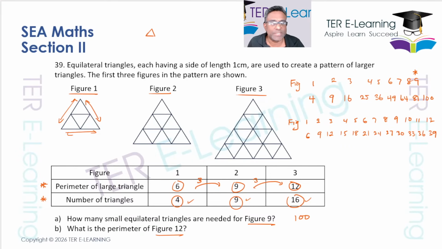I see people saying 36. Let me double check, make sure. 6, 9, 12, 15, 18, 21, 24, 27, 1, 2, 3, 4, 5, 6, 7. I'm getting 39 for this one.